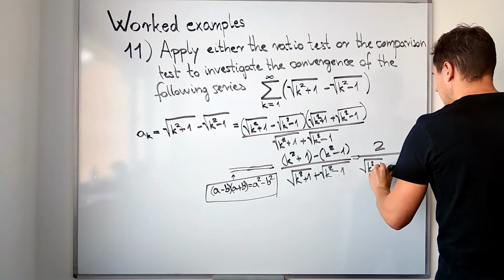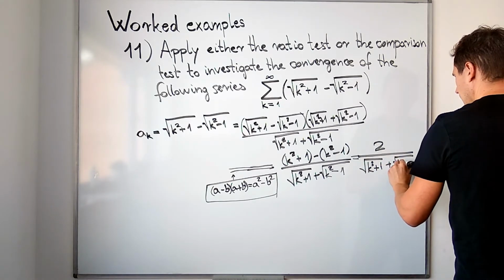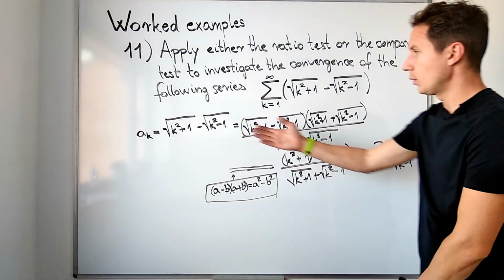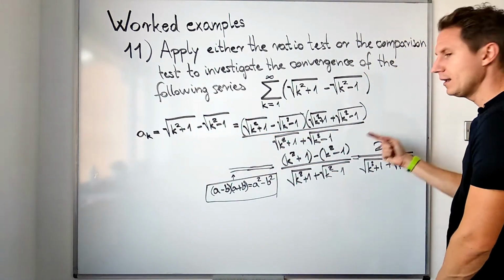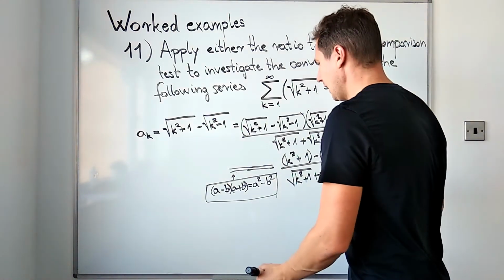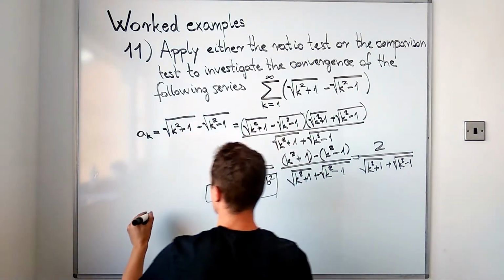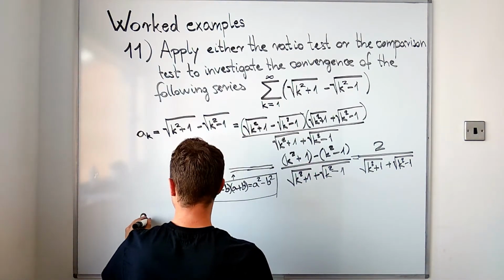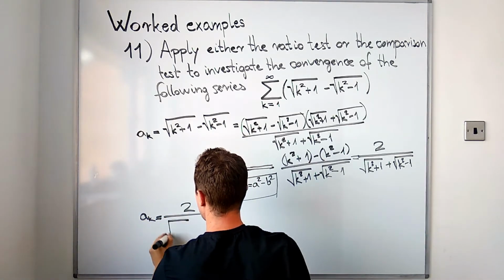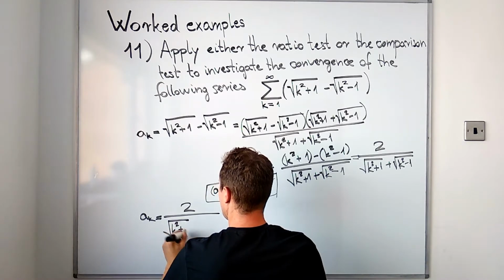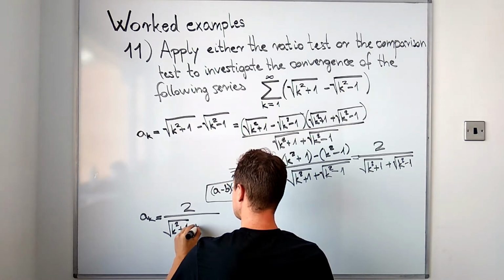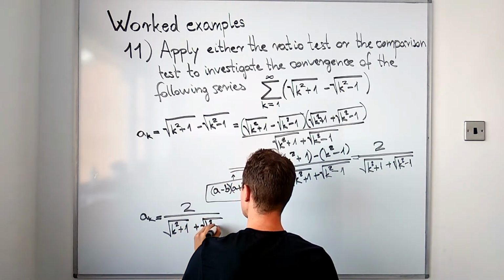Now that's already something, because for the general term, a_k, written in a slightly different way, we can say that a_k is equal to 2 over the square root of k squared plus 1 plus the square root of k squared minus 1.